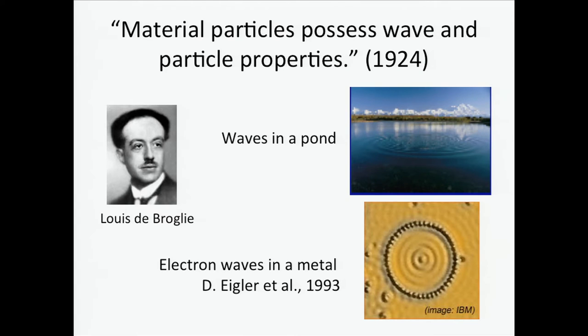This is an experiment by Don Eigler at IBM, not, I guess, 20 years ago. These are a bunch of iron atoms sitting on a copper surface, and the electrons here basically reflect back and forth in this elliptical figure that they're put on. These are individual iron atoms, and you can see the waves and the way they interfere, just like you see waves on a pond, even though those are electrons.